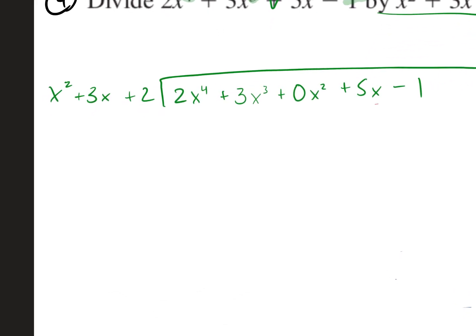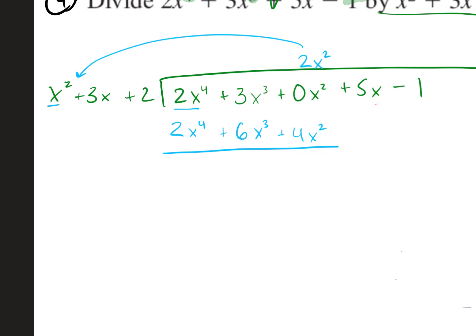Step 1 is to divide. We divide 2x to the fourth power divided by x squared. So I'm taking 2 of the x's away, and I'm left with 2x squared. So that's going to go on top of my x squared term. Next step is we multiply 2x squared times everything out front. So 2x squared times x squared would be 2x to the 4th power. 2x squared times 3x would be 6x to the 3rd power. And 2x squared times 2 would be 4x squared.